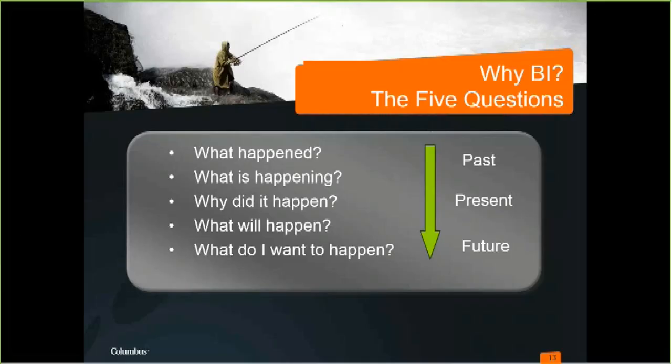Now, another thing about BI that I want to bring to mind is that I think it's all about monitoring change. It's identifying the things that are trending upwards or trending downwards. You see here we've got 5 questions. What's happening? What happened? Why did it happen? What will happen? What do I want to happen? Past, present, and future. So you also have to understand why. It's about understanding the context.